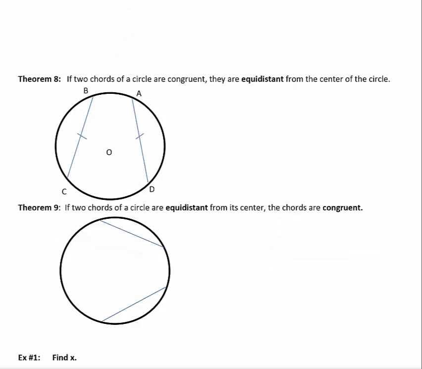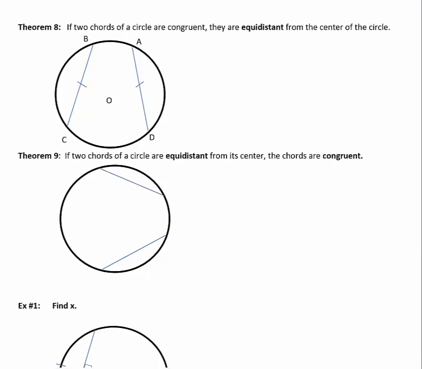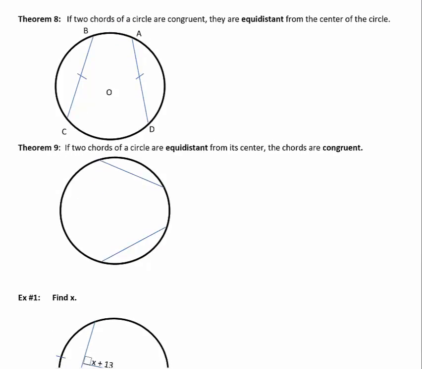Last but not least, let's look at Theorem 8. If two chords of a circle are congruent, now we know that they make congruent arcs, that's from before, and congruent central angles, but they're also the same distance away from the center of the circle. So if that one was 8 distance away, that one would also be the distance of 8 away.